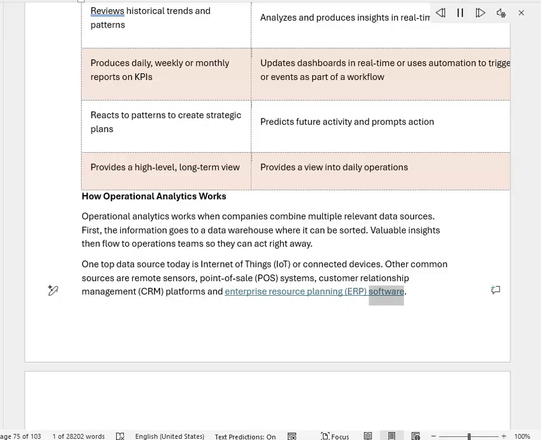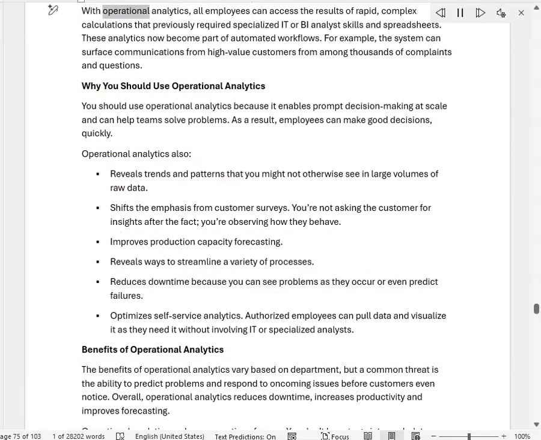ERP, software. With operational analytics, all employees can access the results of rapid, complex calculations that previously required specialized IT or BI analyst skills and spreadsheets. These analytics now become part of automated workflows. For example, the system can surface communications from high-value customers from among thousands of complaints and questions.